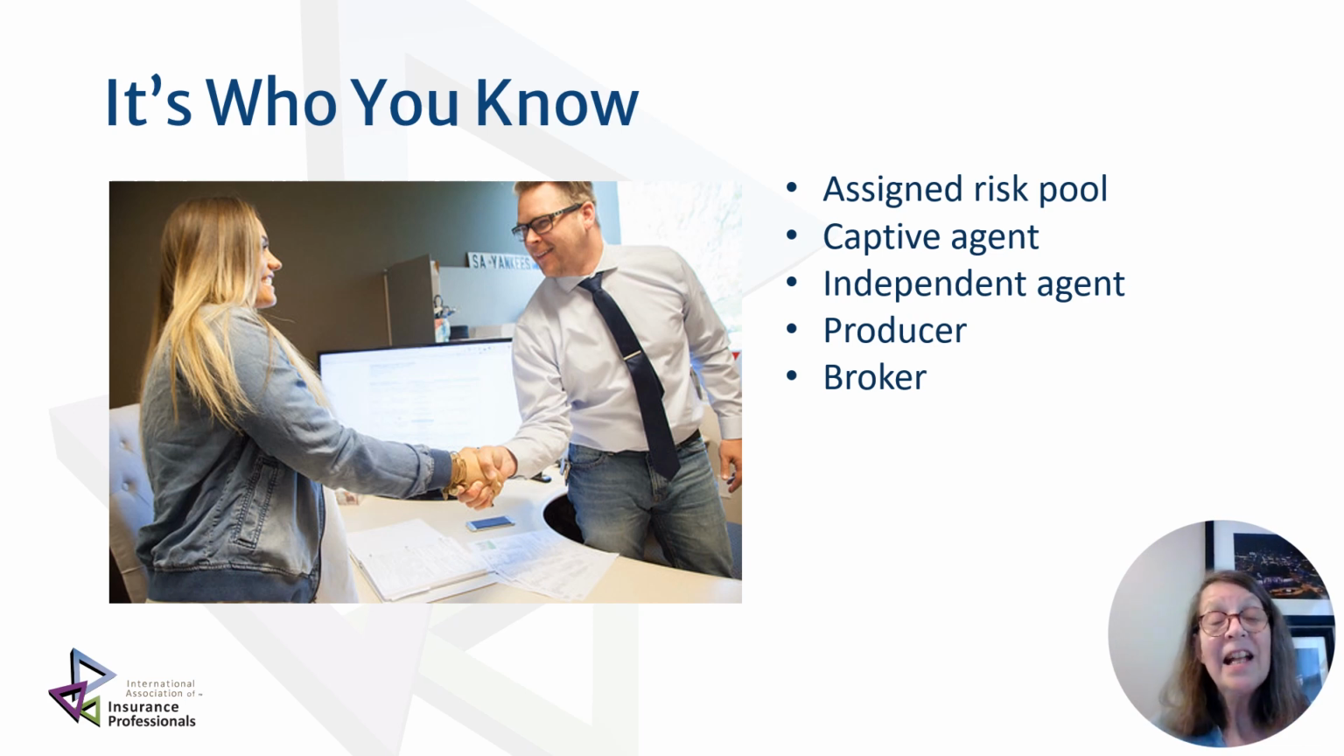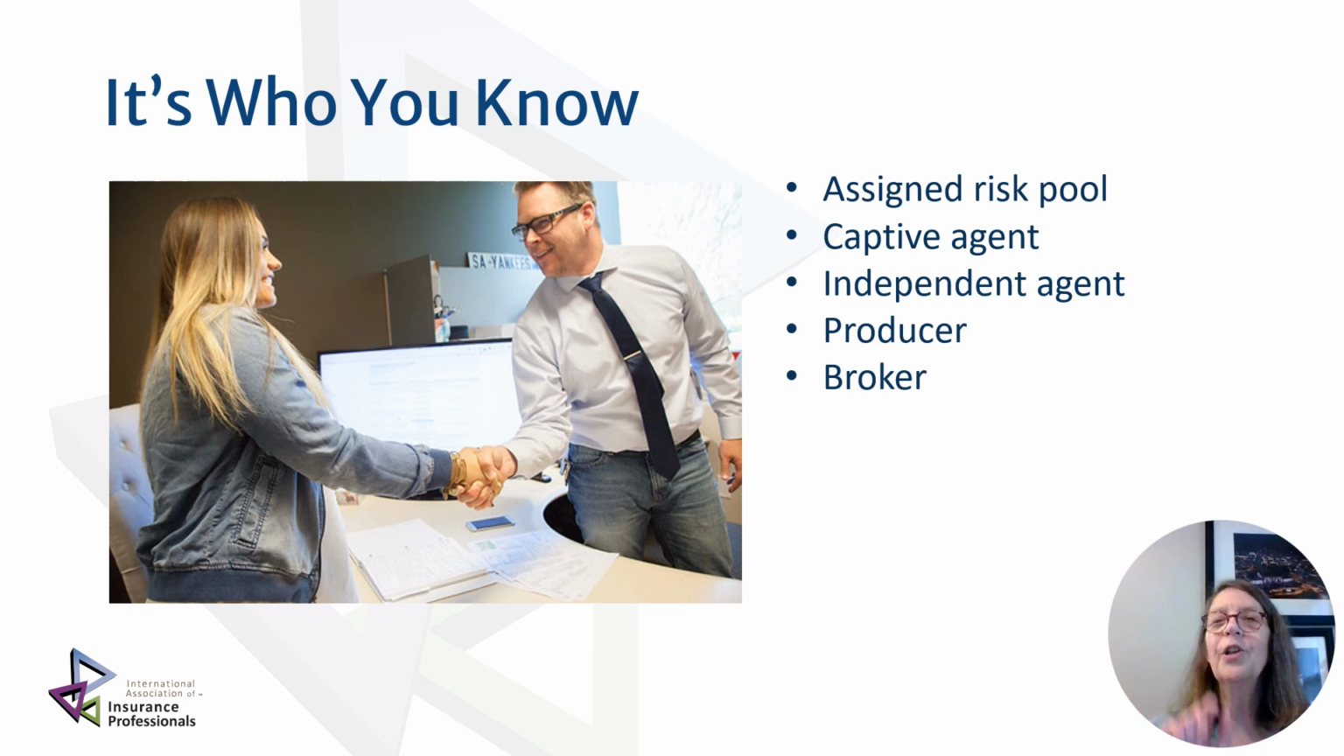Captive agent. That's an agent who sells insurance for one or a specific group of insurers only. An independent agent is an agent who can sell insurance and services for multiple insurance companies. A broker is a person who places insurance business with an insurance company. But unlike an agent, the broker is usually considered to represent the buyer or the insured and not the insurance company.